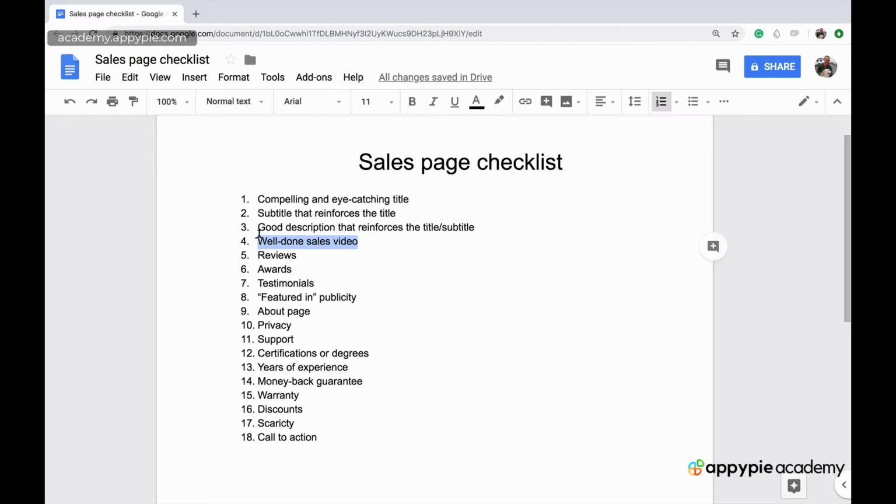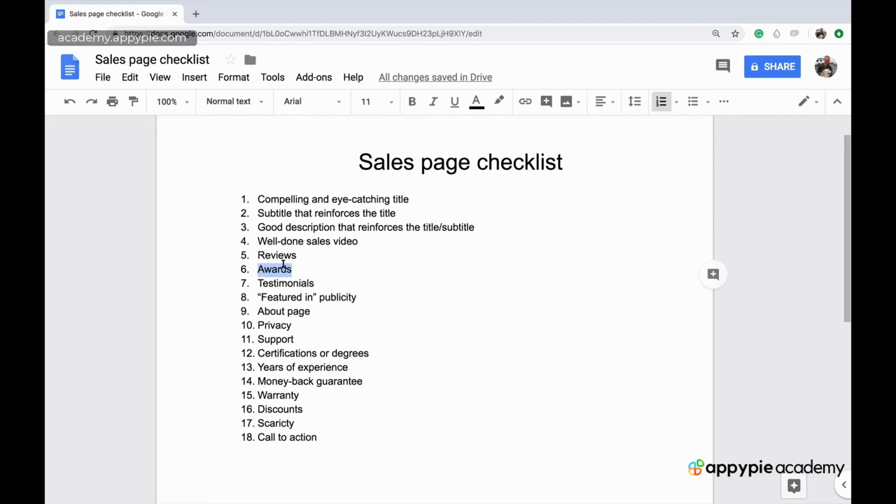Now, keep in mind, poorly done sales videos can actually decrease your conversion rates. So make sure that it's well done, well filmed, well scripted, all of that. Reviews, if you have good reviews, that is social proof, and that shows potential new buyers that you have a good product or service. It is very highly relevant and correlated to more sales.